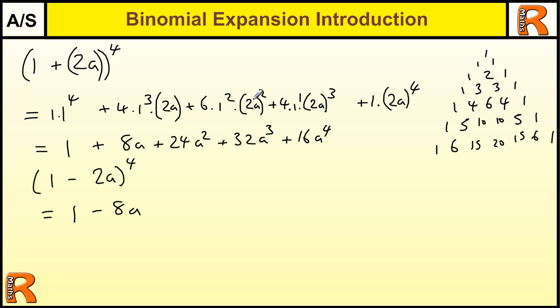And then when we square minus 2a, that becomes positive. So that stays the same, plus 24a squared. And then when we cube it, we get a negative, so we get minus 32a cubed. And then we do the power of 4, we get the positive again. So the minus sign just makes it oscillate between positive, negative, positive, negative, depending on the power you're using. So the first one is positive, then it becomes negative, then positive, and so on.